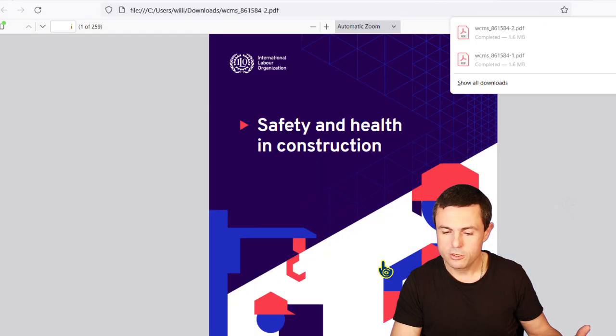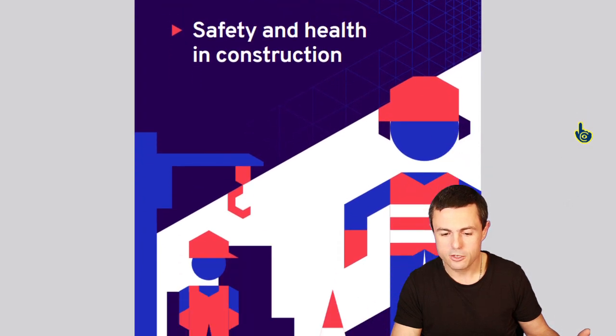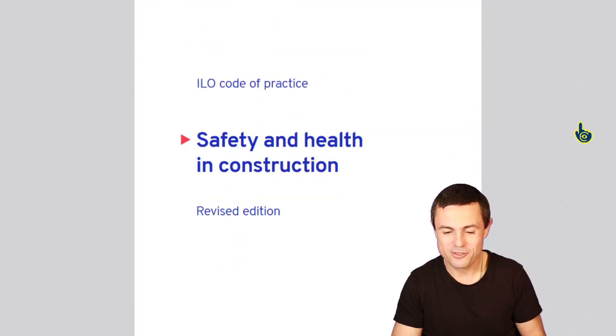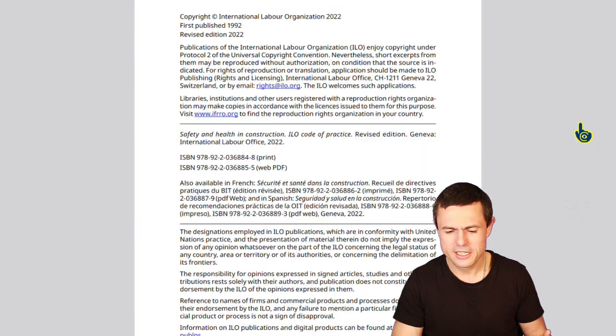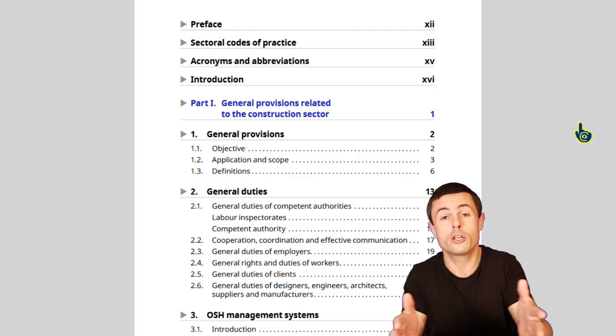So it was published in 2022. It's a new version. It's not that pretty in terms of the branding, but looks very basic. Clearly they don't have a lot of money, the ILO, for graphic design. Let's take a look at the table of contents, so you'll see why this is useful. If you work in a construction company, this is super useful.